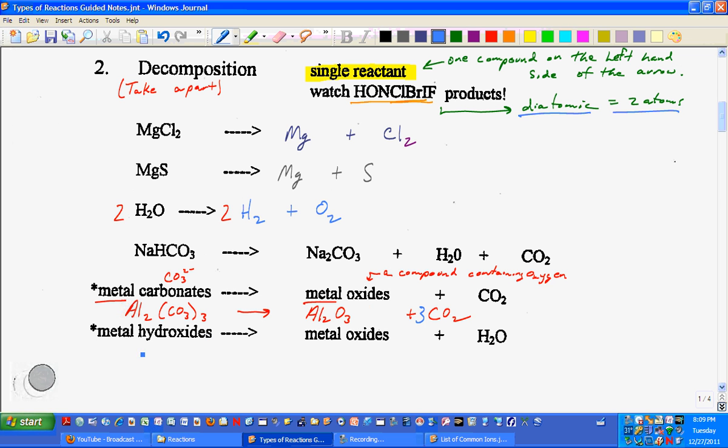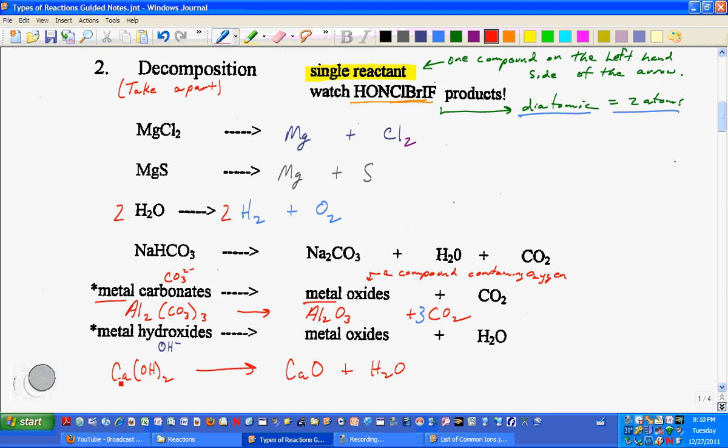Another pattern is a metal hydroxide. Again, keep in mind this is anything or a compound containing the hydroxide ion, OH minus. Let's take something like calcium hydroxide. Whenever we break this down or decompose this, we'll get a metal oxide. So the metal oxide would be calcium oxide, and water. Water will always be one of the products.